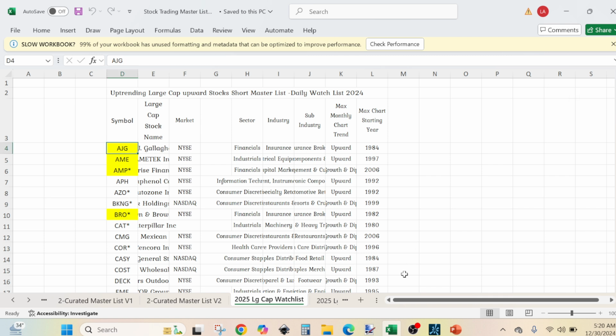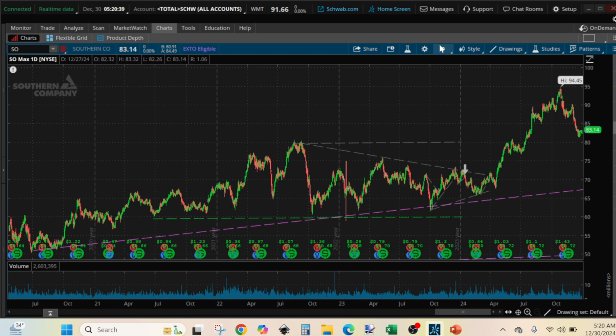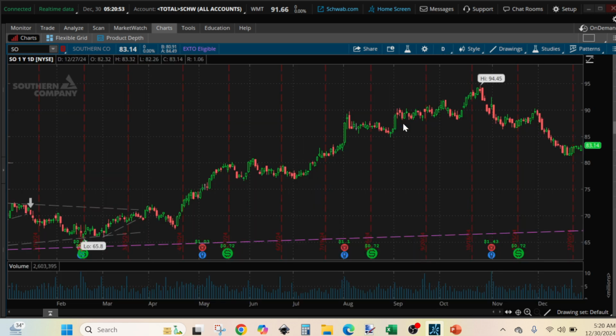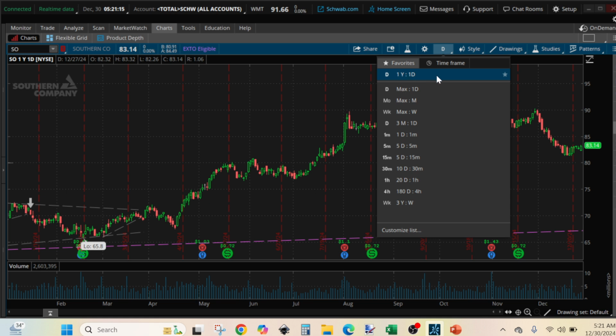So the first one is AJG. First, we are going to make sure we are on a daily chart, and this one is the maximum daily chart. So let's see if a 1 year daily chart will work just fine for us. For swing trading, we swing trade on a daily chart, and the time frame is 1 year or maximum daily chart. And we are using a 1 year daily chart.